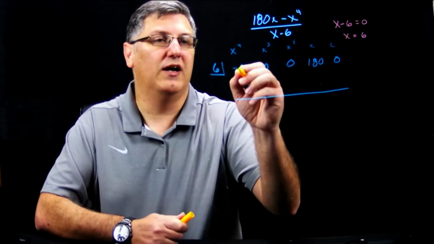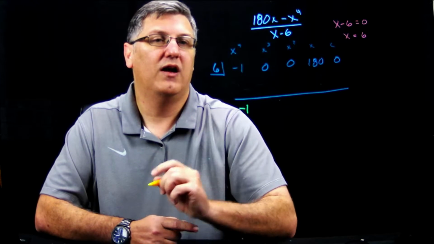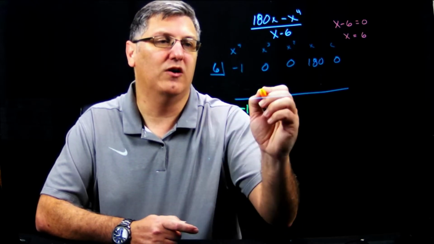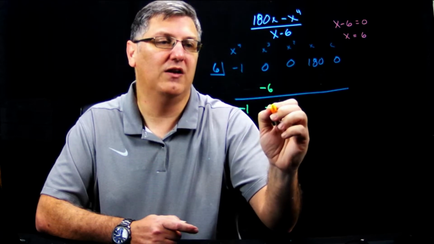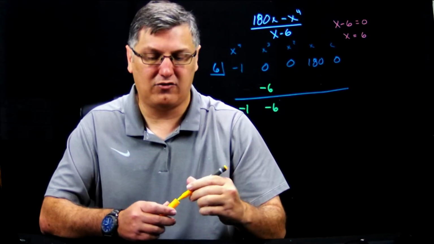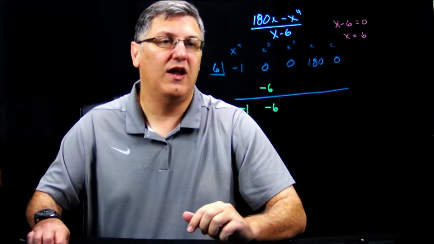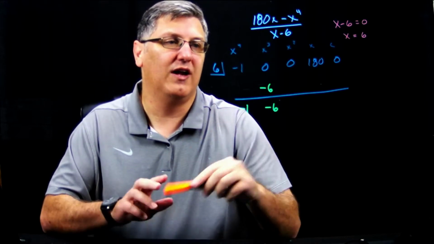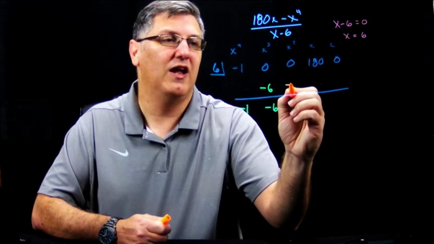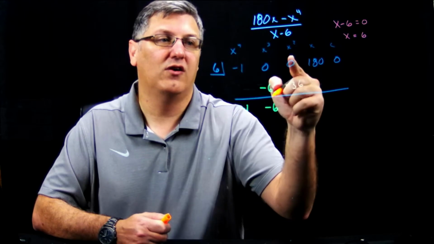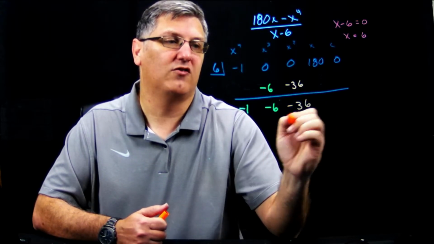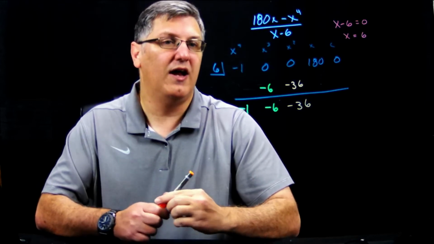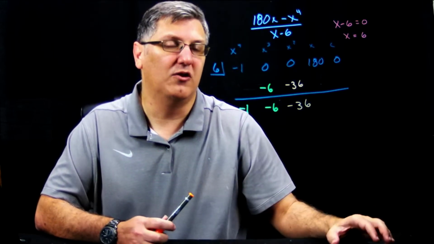I'm going to bring my -1 down. I'm going to do 6 times -1 is -6. I'm going to add. This gives me -6. That's the first process. Now I'm going to go 6 times -6. This gives me -36. I'm going to add. That gives me -36. All right. Now I'm going to do 6 times -36.